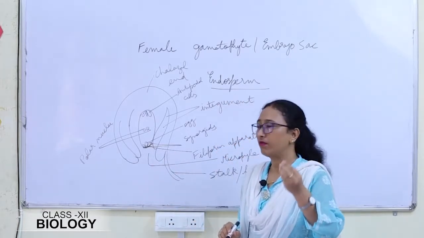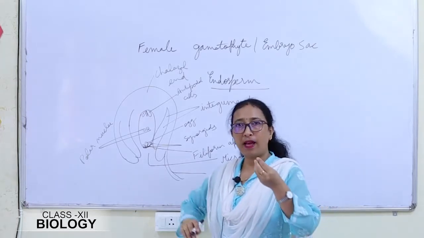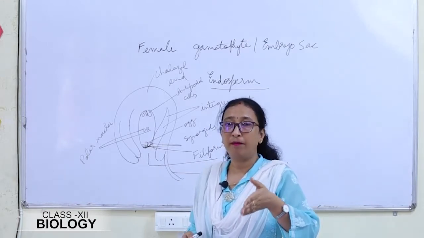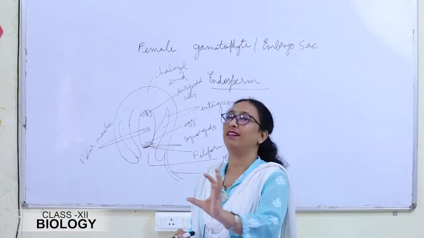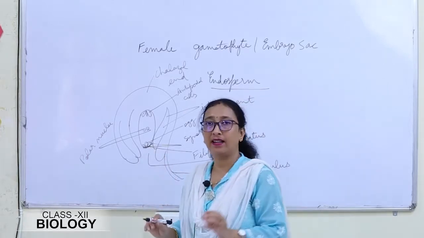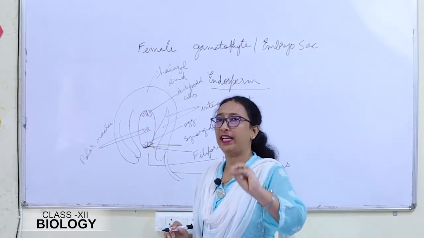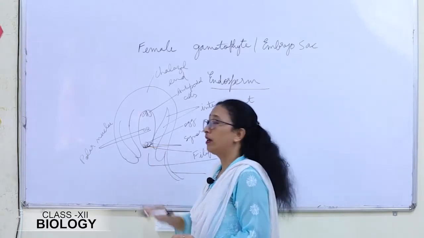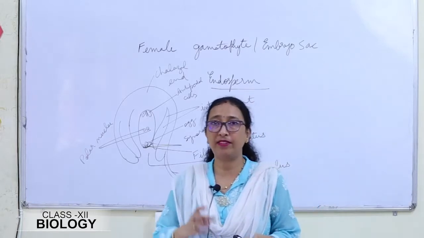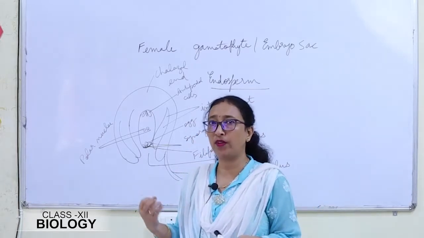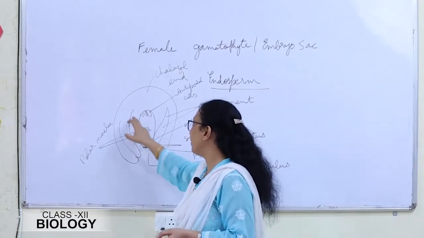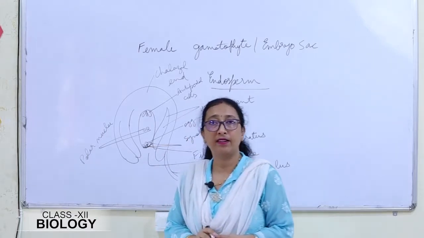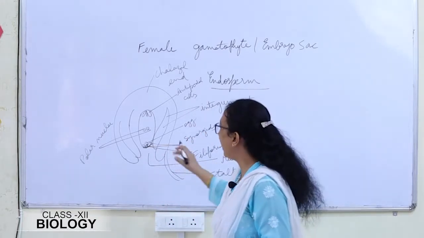What is the function of the filiform apparatus? The filiform apparatus also has some chemical substances. They are chemotropic because due to the chemicals, they direct the male nuclei towards the egg so that fertilization can take place. That is the function of the filiform apparatus. And they are nutritive also. Along with the synergids, they get nutrition from other parts of the ovary or the nucellus. From this region also they will get the nutrition for the egg. When it develops into the zygote, they will help in that.